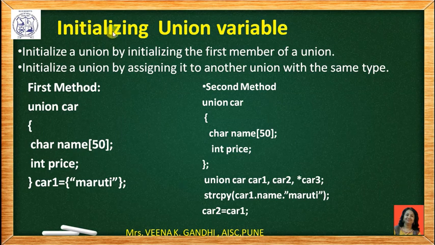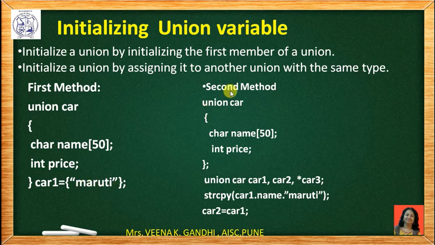Now how to initialize the union variables? There are two ways to initialize the union variables. In the first method, by default, only the first member of the union is initialized. And in the second method, we can assign the union to another union variable of the same type. In the first method, we define union car, again having the members name and price. After that, we create the variable car1 and only initialize the first member, its name. We are giving the name Maruti here.